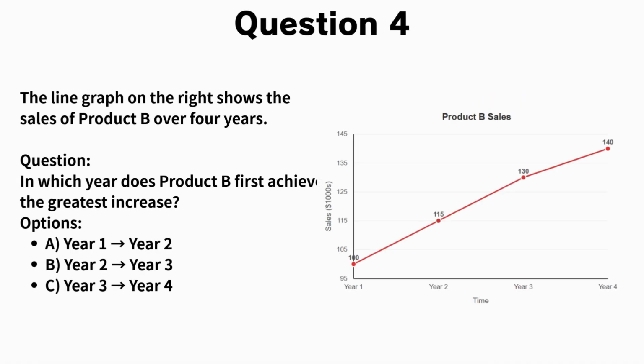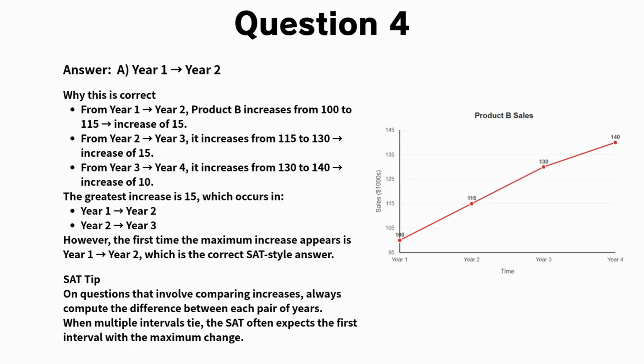Question 4. The line graph shows the sales of product B over 4 years. In which year does product B have the greatest rate of increase in sales compared to the previous year? The correct answer is A, year 1 to year 2.